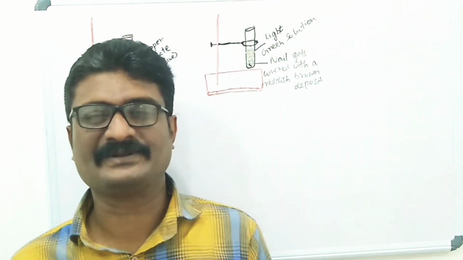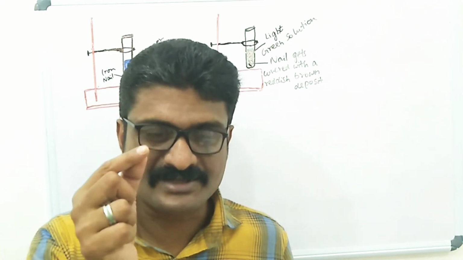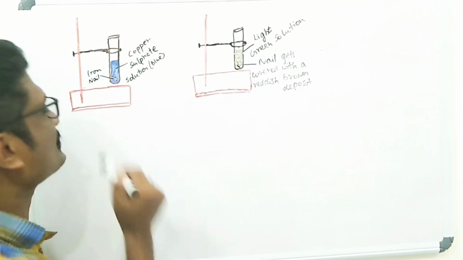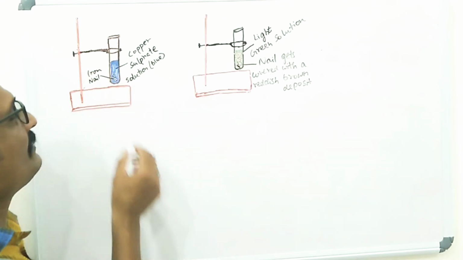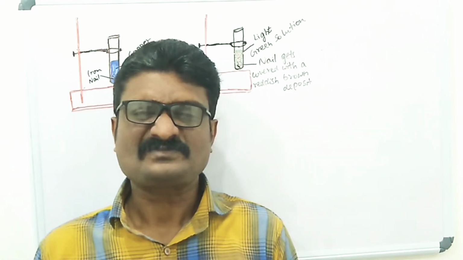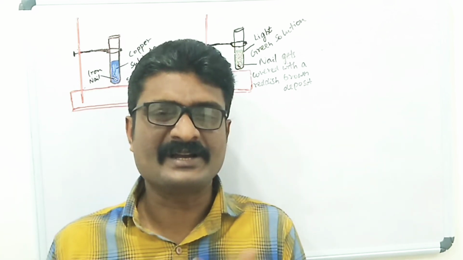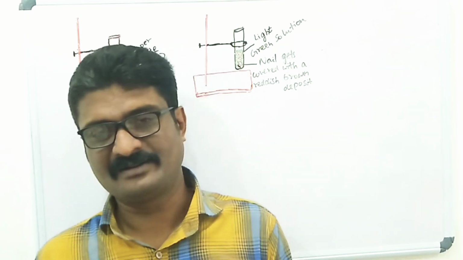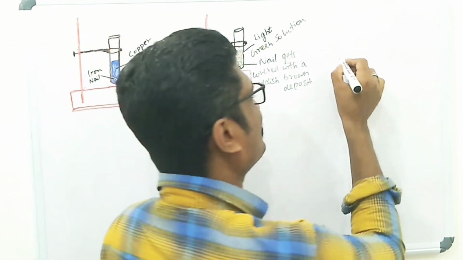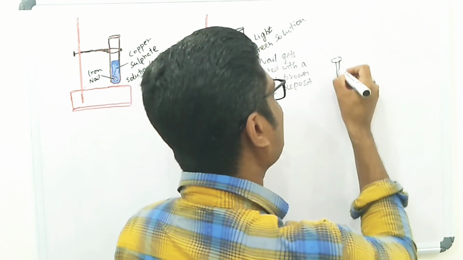Then the next step, you have to place a shining iron nail in the copper sulfate solution. Here we place a clean iron nail in copper sulfate solution. Then take out this iron nail after 1 or 2 hours. What is your observation?